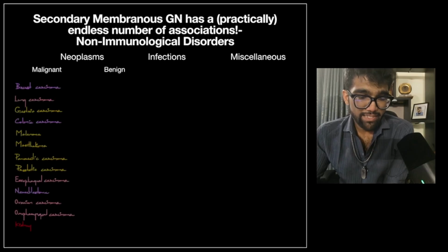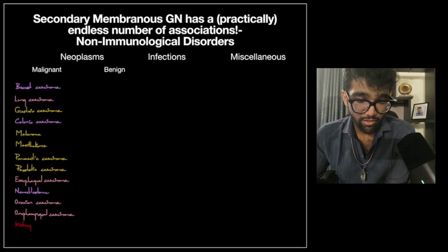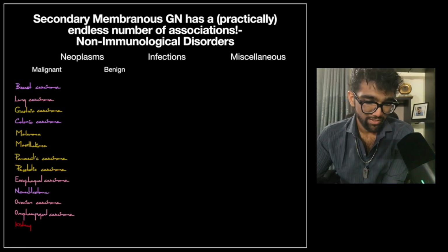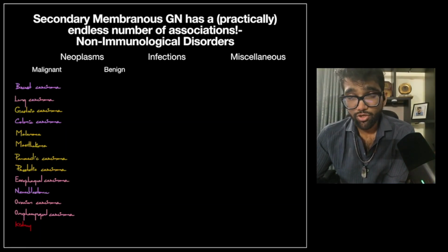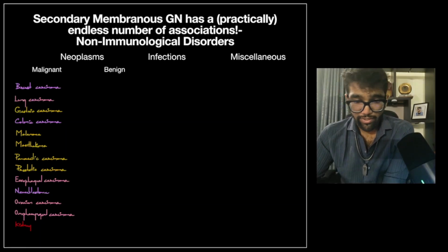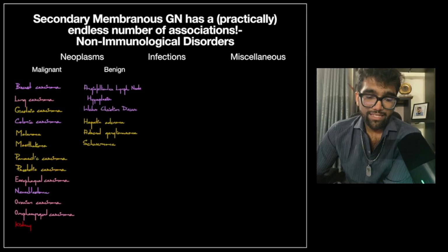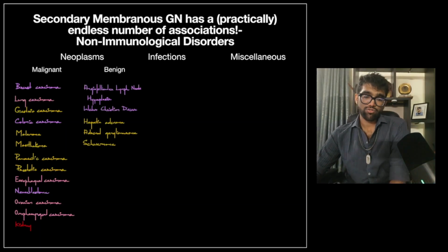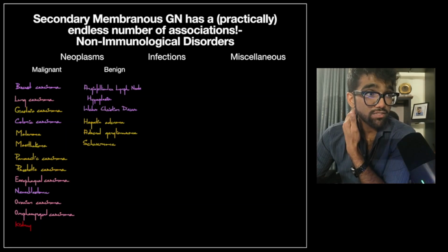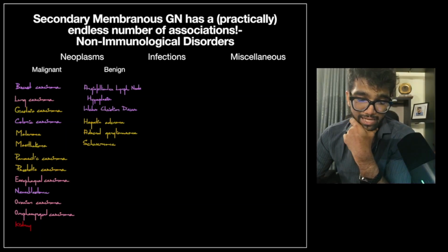Now, again, a long list of malignancies can cause this: breast, lung, gastric, colonic, melanoma, mesothelioma, pancreatic, prostatic, esophageal, neuroblastoma, ovarian, oropharyngeal, and renal. Then including benign. Now, this is something that is a little odd, so you have to remember that. So that includes hepatic adenomas, adrenal ganglioneuromas, and schwannomas. This is something that again is a little odd, so may be asked.